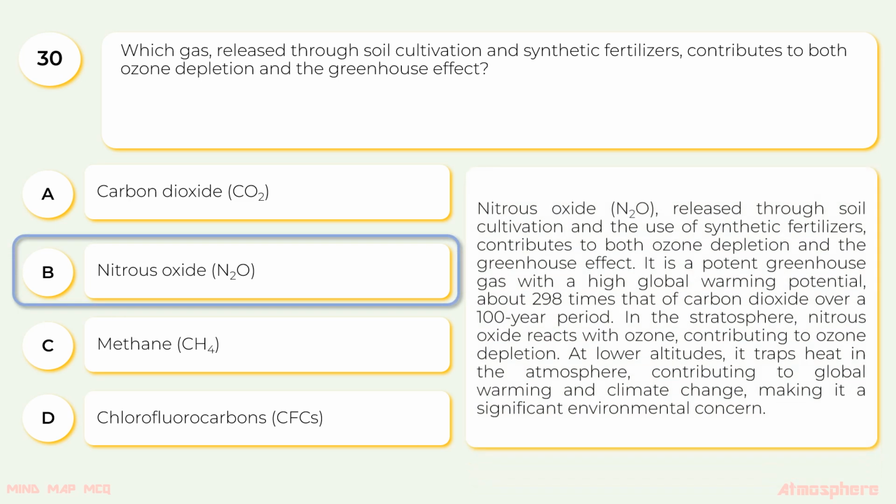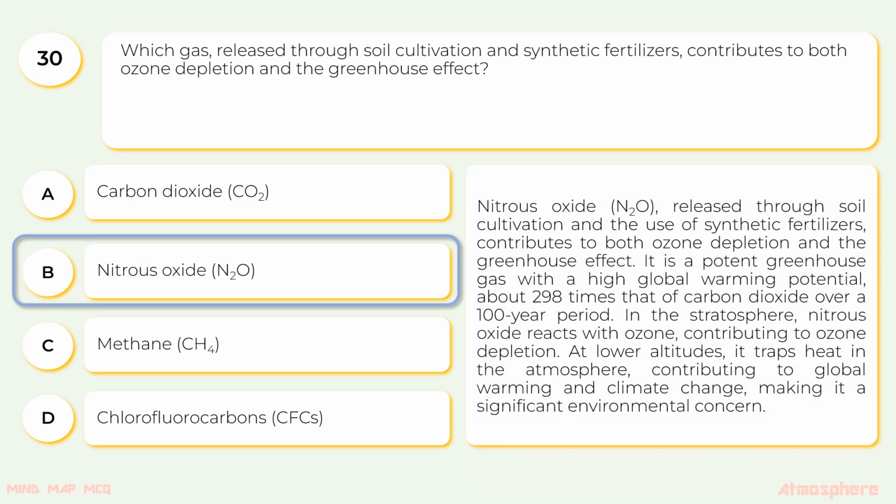Nitrous oxide. Nitrous oxide released through soil cultivation and the use of synthetic fertilizers contributes to both ozone depletion and the greenhouse effect. It is a potent greenhouse gas with a high global warming potential, about 298 times that of carbon dioxide over a 100-year period. In the stratosphere, nitrous oxide reacts with ozone, contributing to ozone depletion. At lower altitudes, it traps heat in the atmosphere, contributing to global warming and climate change, making it a significant environmental concern.